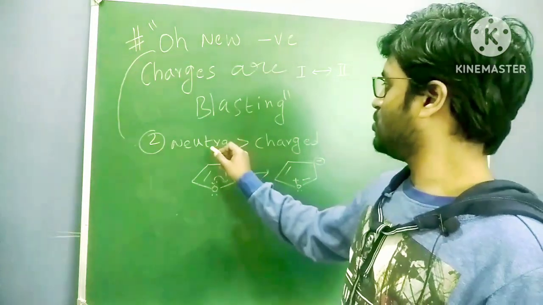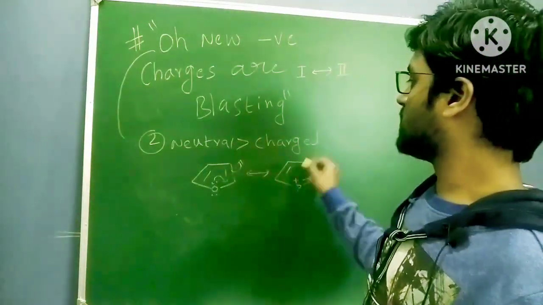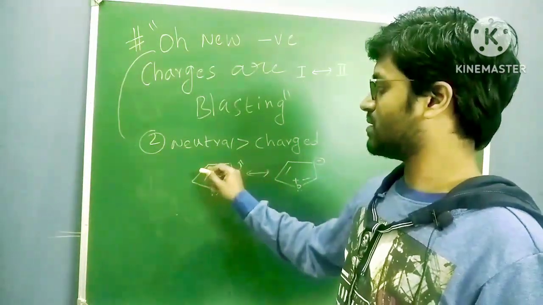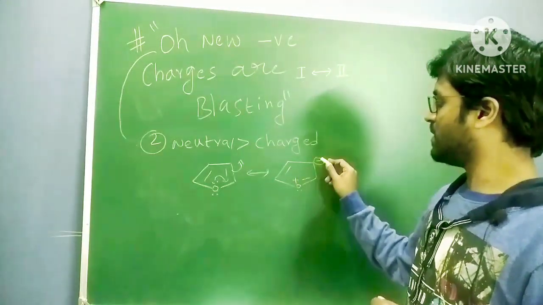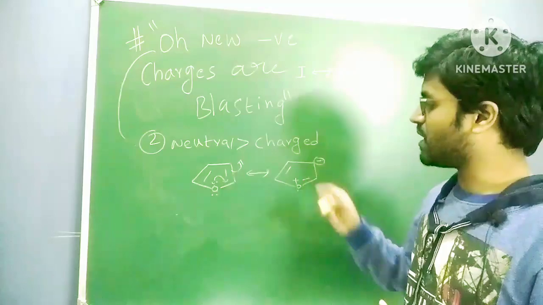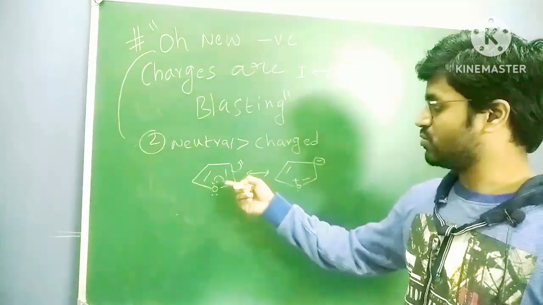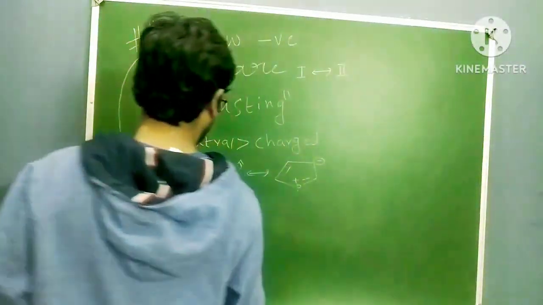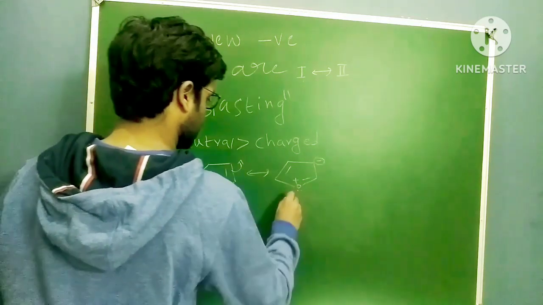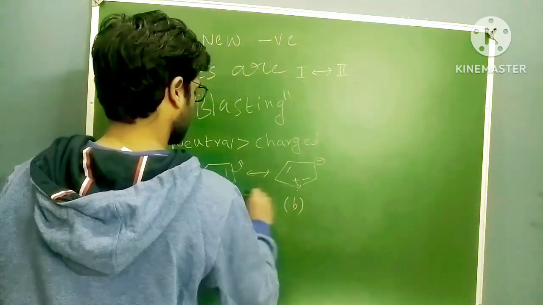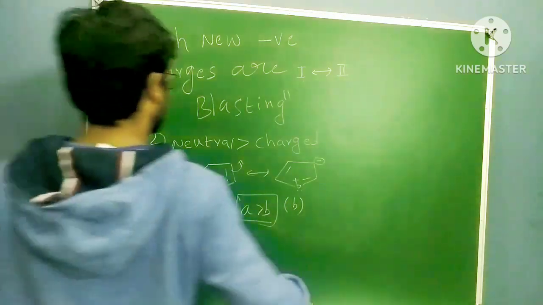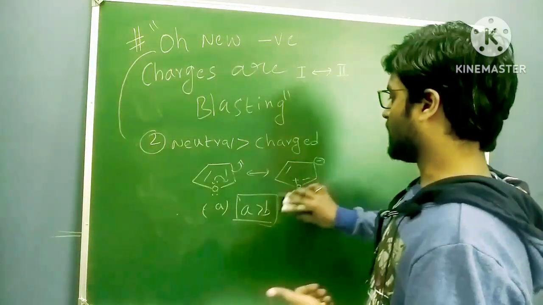What is the next rule? Neutral is greater than charged one. This is the neutral atom, and this is the neutral atom. But even though it completed its octet, here positive and negative charges are there, so this is the charged one. Which is more stable? The neutral one is more stable. So if it is A and B, then A is greater than B in stability. So this is the next one.